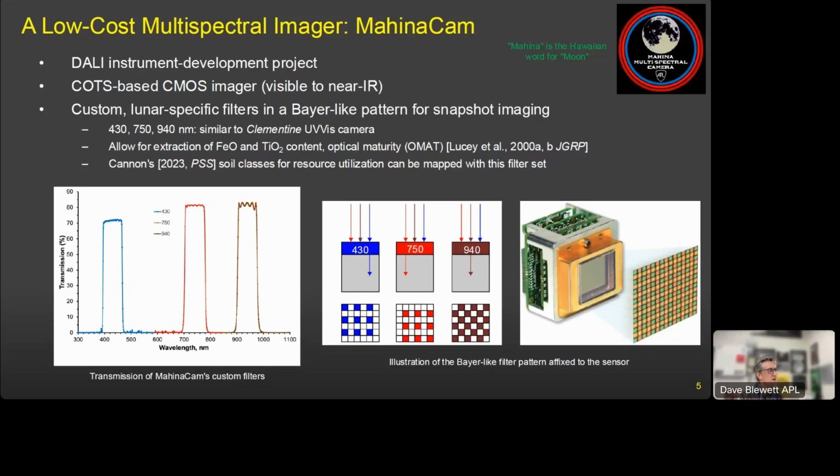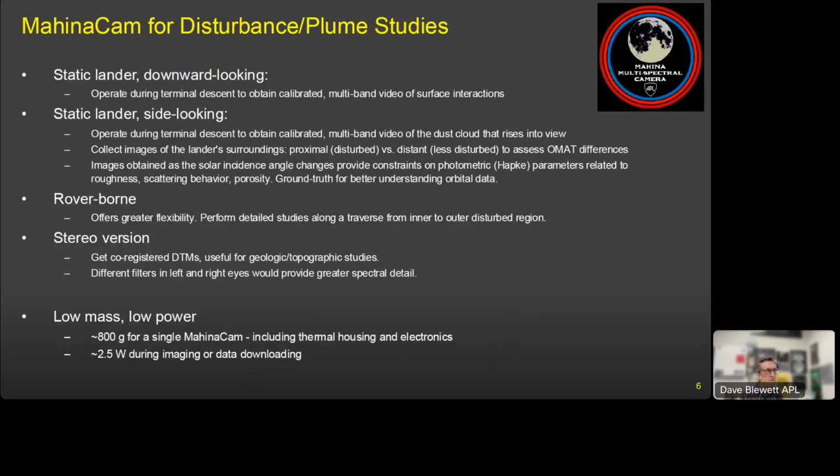So let's get on to what the next slide says, which I think is some CONOPS that you could imagine for surface disturbance, plume studies, and so forth. So first up, if this was mounted on a static lander looking downward, then as several other instruments will, operate during terminal descent, we'll get calibrated multi-band, either video or images of the surface interactions, and having those clear, distinct wavelength intervals, I think would be helpful with, say, characterizing the particle sizes based on the optical scattering and so forth. If the instrument was mounted on a lander looking to the side, in other words, its main science goals had to do with the geology of the lander's surroundings, still, you could probably turn it on towards the end and just observe any plume material that does happen to rise into the field of view.